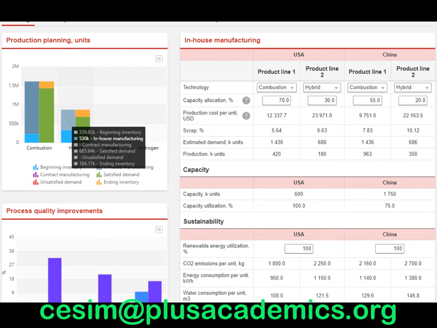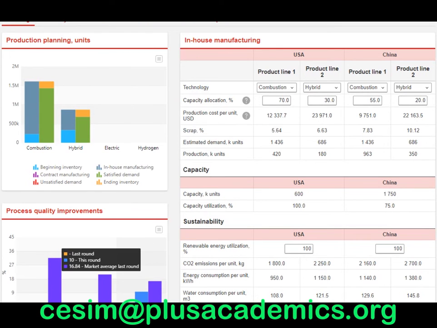And also in-house manufacturing, these are the products that we manufacture in our factory. Currently, we are not doing any outsourcing, so that's why it's not reflected here. Everything we have balanced based on capacity allocation, and this all depends on demand. So the demand for combustion we are estimating to be higher than that of hybrid, and that's why we are offering them at 70% in production line 1 in USA and 55% in production line 1 in China.